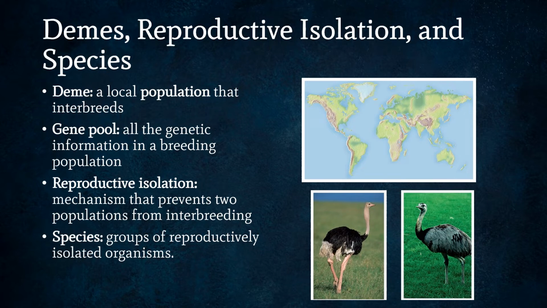A species is a group of reproductively isolated organisms, and we are going to discuss a little bit more about species concepts, so how to define a species. So keep that in mind. What is a species is kind of, I wouldn't say it's up for debate, but it's something we need to look into. What defines a species?